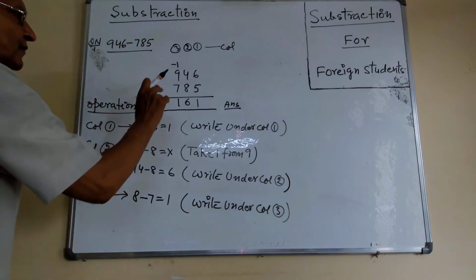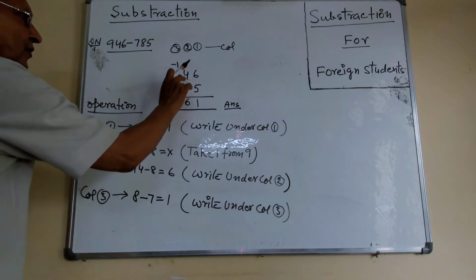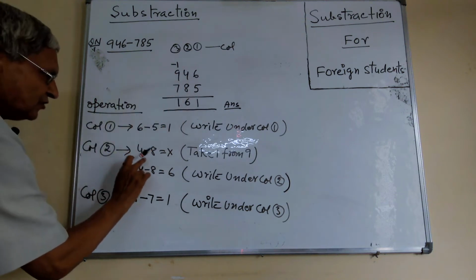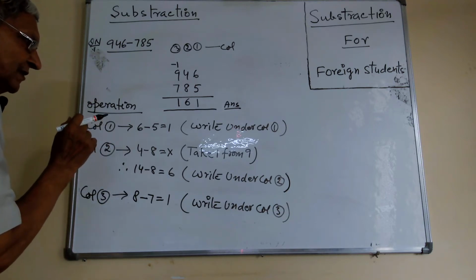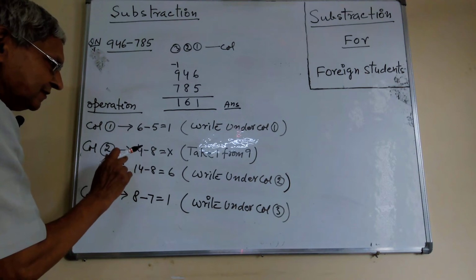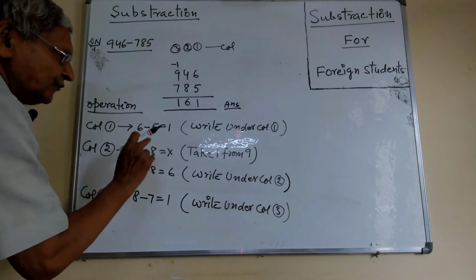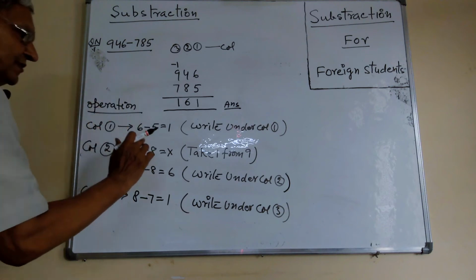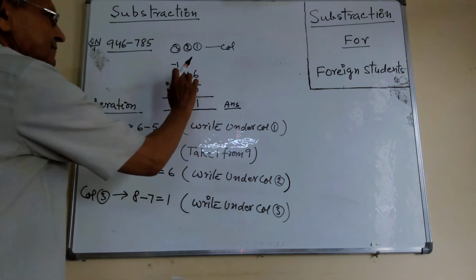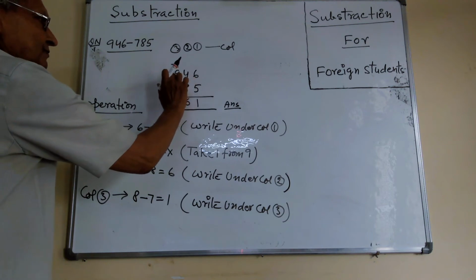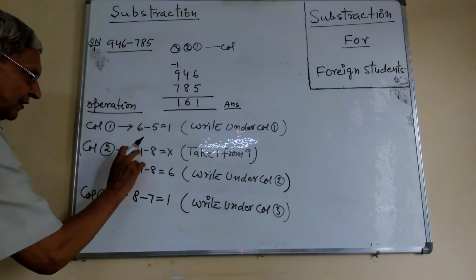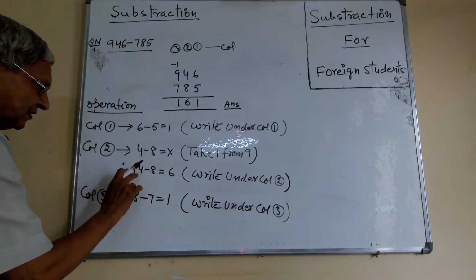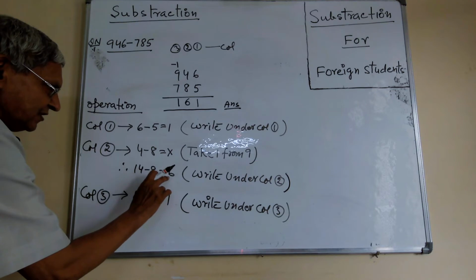In the second column, we have to subtract 8 from 4. But this is not possible. When subtraction is not possible, we have to take 1 from the next number. So take 1 from 9. The next number is 9. We take 1 from 9. So therefore, this 4 becomes 14. 14 minus 8 is equal to 6.